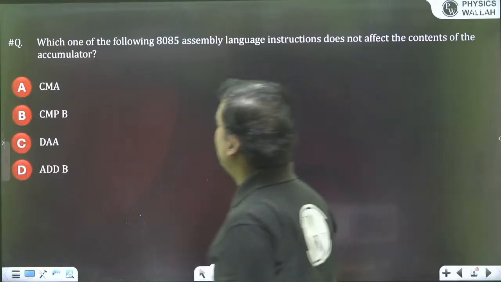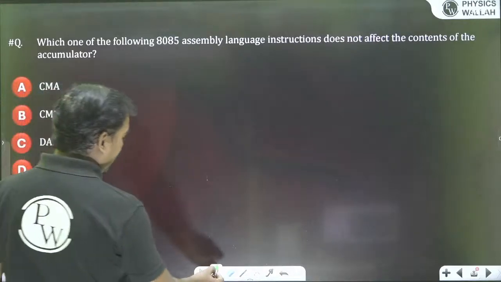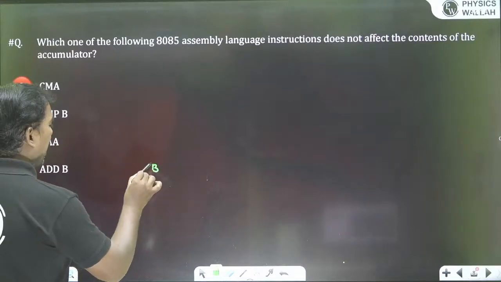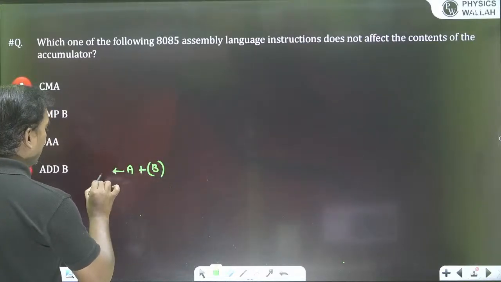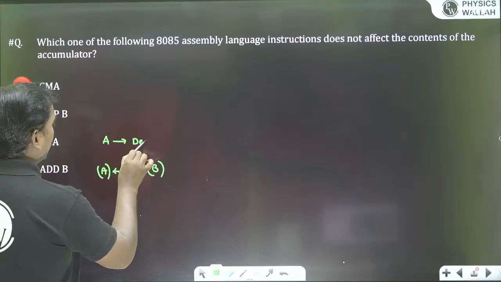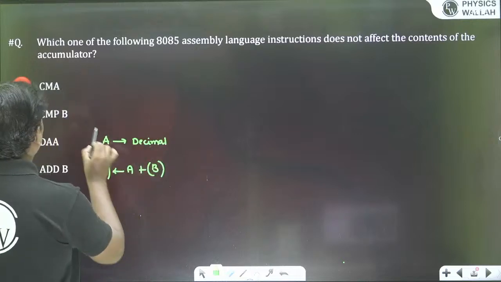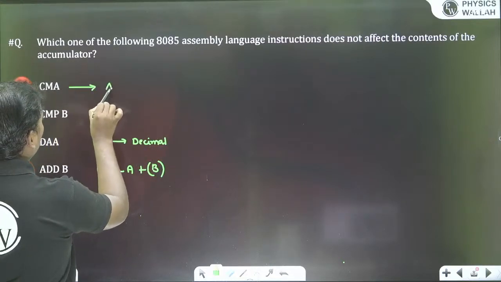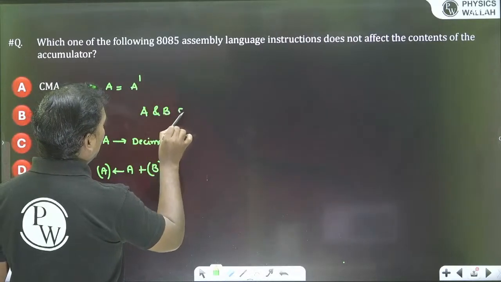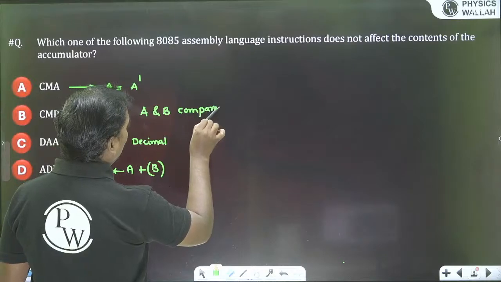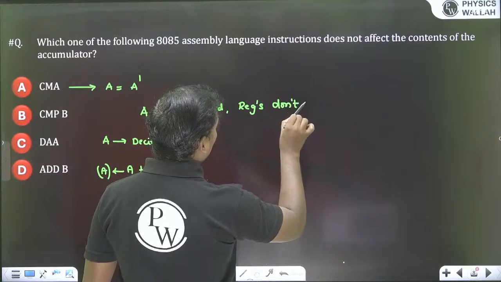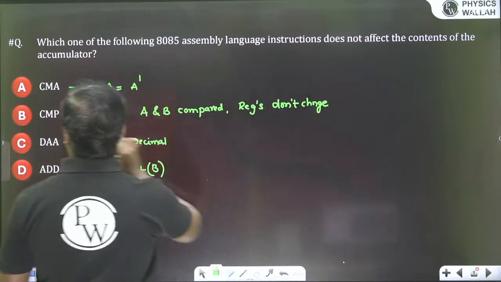Chalo. So if you see, which one of the following 8085 assembly language instructions does not affect the contents of the accumulator. See, this will affect. So B will be added to the A and the result is going to be stored in the A. Decimal adjust can convert in decimal. So complement accumulator means A is equal to A dash. But compare B means what? A and B are compared, but registers are unaltered. Registers won't change. So the right answer is option B.